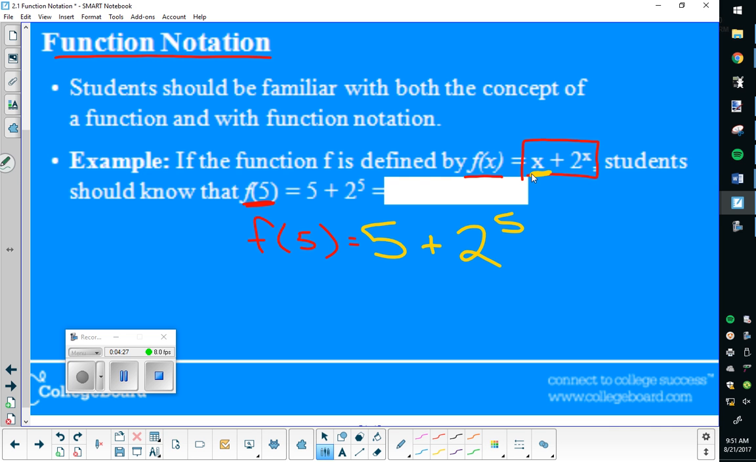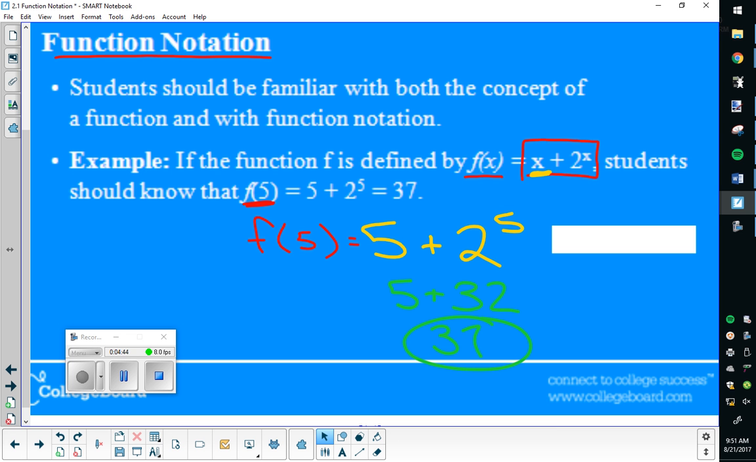Once we've done that, now we're just solving. So it's 5 plus 32. It's 2 to the 5th, which means 2 times 2 times 2 times 2 times 2. It's 32. 5 plus 32, 37 is my final answer there. That's what they were looking for you to get. Just a matter of plugging in and knowing what exponents are. Questions on that one?